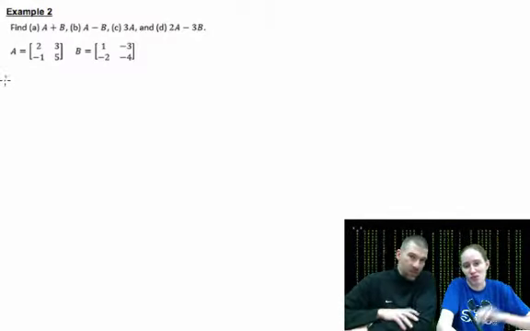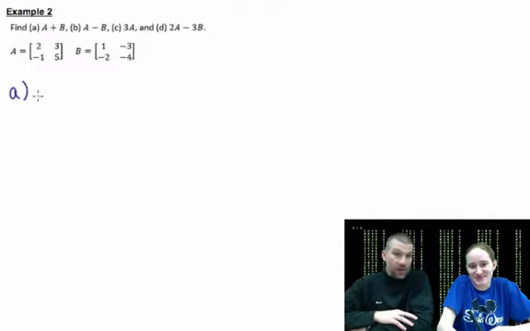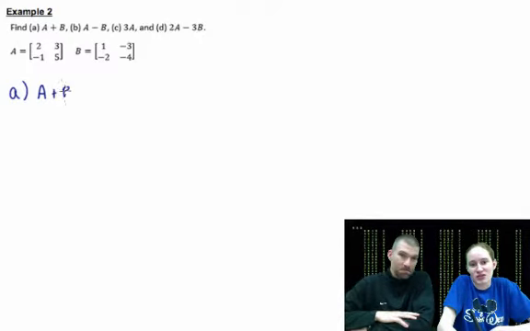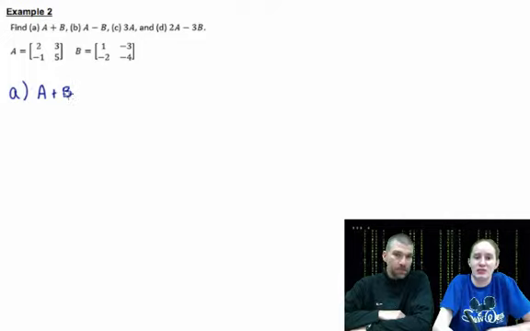Well, to get to what Mrs. Stevenson is saying, all subtraction is adding the negative number. Right. So we want to take these matrices and do A plus B.